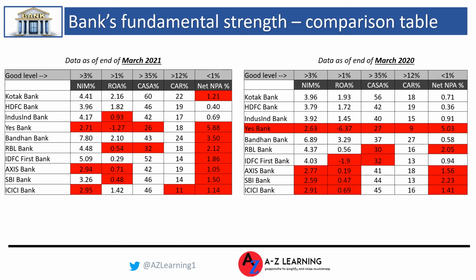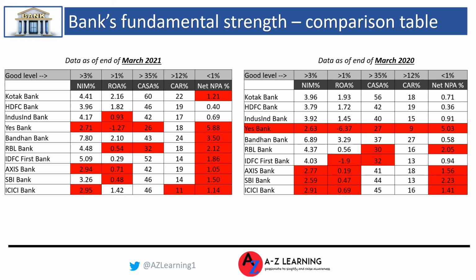So net NPA is an issue for Kotak Bank, which has gone up, and also for Bandhan Bank, which has gone up. For IndusInd Bank, it's the return on asset, which was 1.45% last year, is now down to 0.93. So that's where they have the issue.